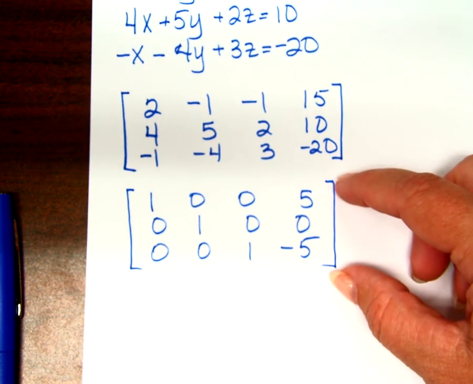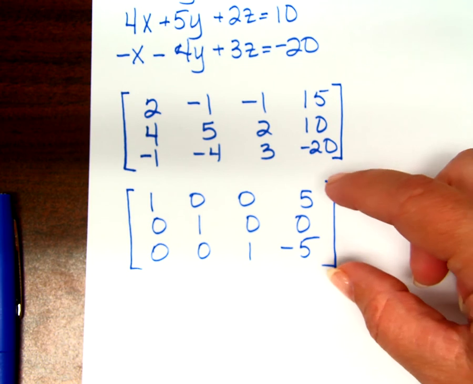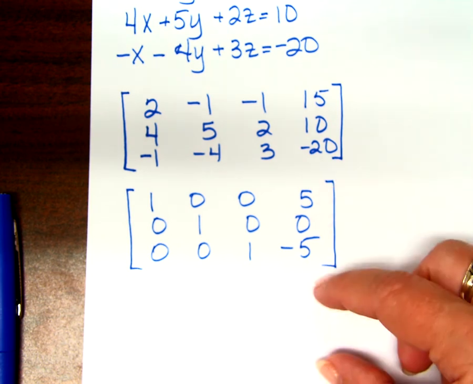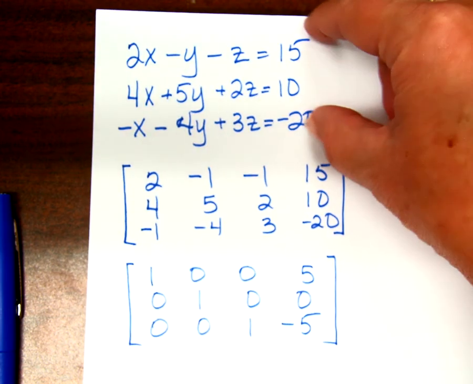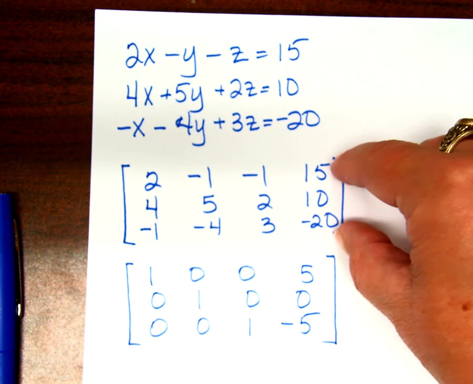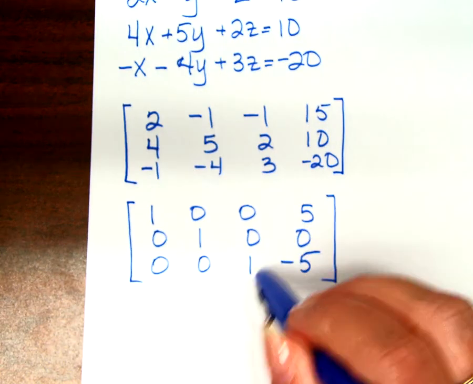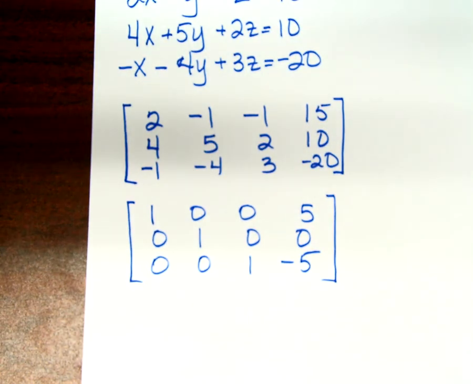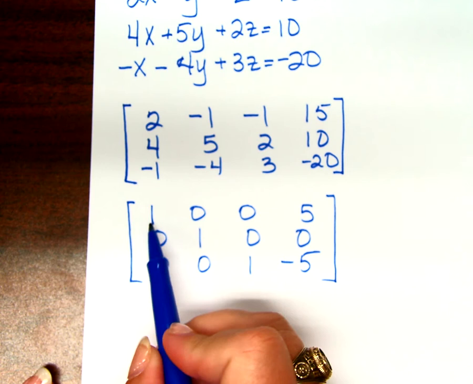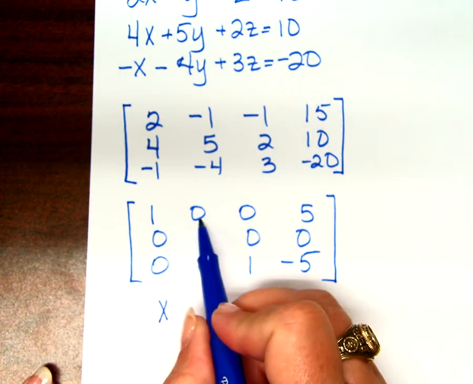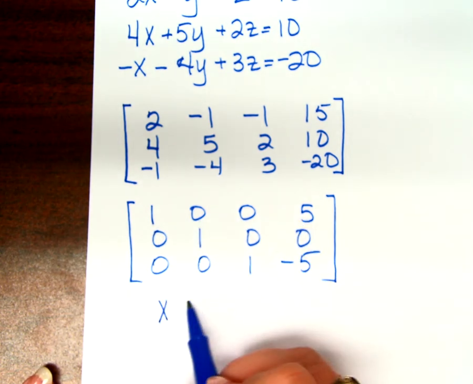Got it? Now, I need to take my answer matrix and convert it back into equations. Remember I took equations and moved it to a matrix? What if I moved this back to equations? What does it look like? 1x equals 5.